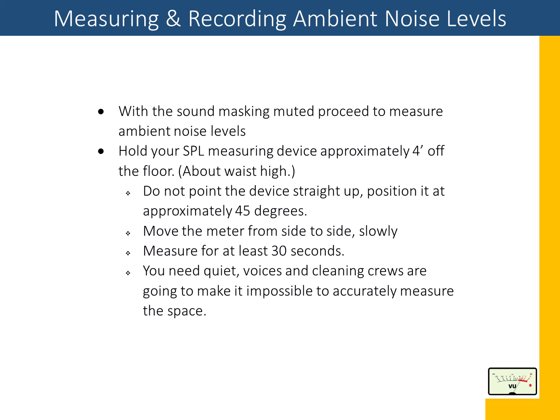With the sound masking off, we can measure the ambient levels in the space as they are without the sound masking. Begin by holding your meter at waist high, or about 4 feet off the ground. Position the meter at approximately a 45-degree angle. Now, slowly wave or move the meter from side to side for approximately 30 seconds. If there is noise in the space, such as voices or cleaning crews, this will prove to make measuring difficult. Again, you'll want to plan accordingly to ensure that you can have the quiet moments you need to accurately tune and balance the space.